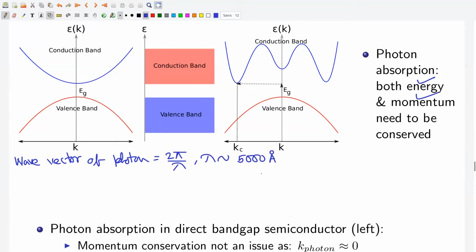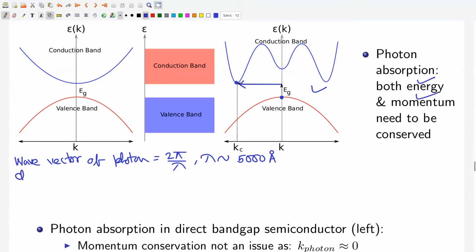Now let us try to get some approximate estimate for the change of wave vector of the electron getting excited from the valence band to the conduction band. For example, consider this case. An electron is getting excited from this point of the valence band to this point of the conduction band. In the process, wave vector of the electron is changing by this much.